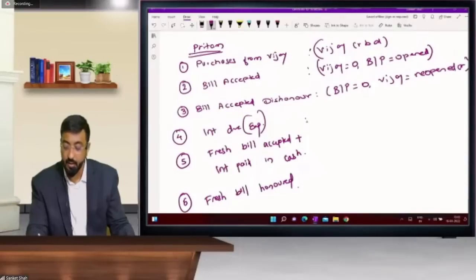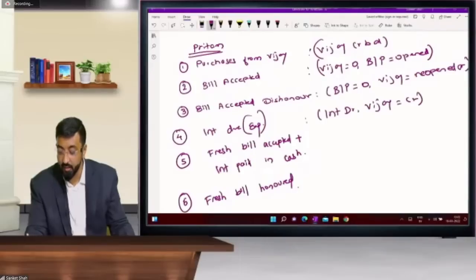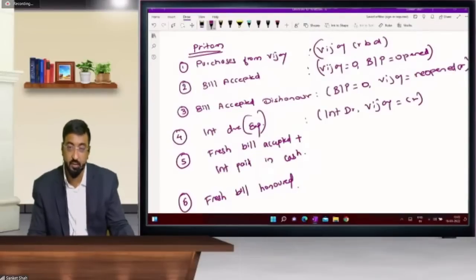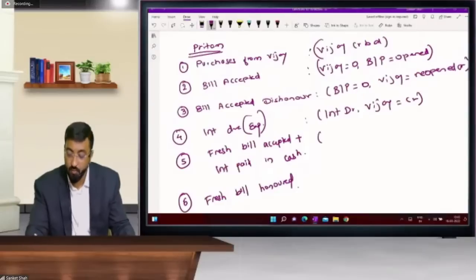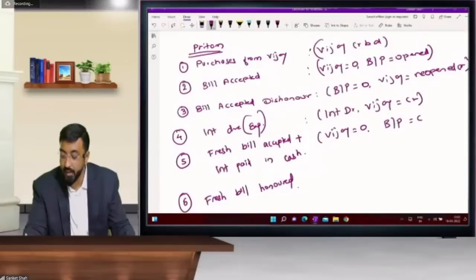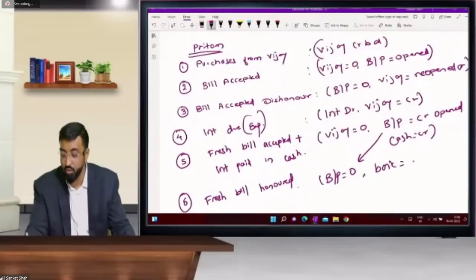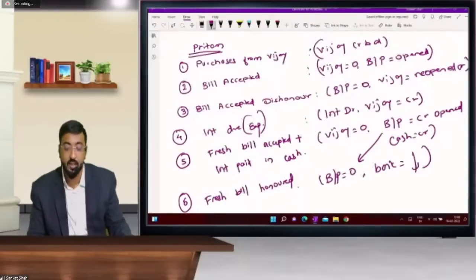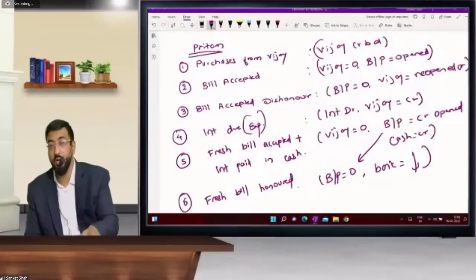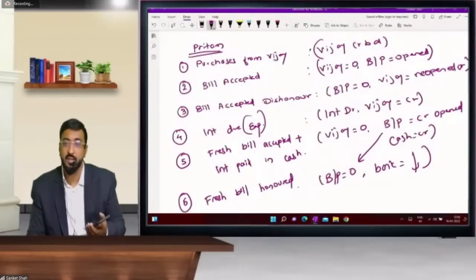Credit balance. Interest due, beta. Interest debit. Vijay credit. Expenditure to Vijay. Now Vijay balance 0. Bills payable, credit, reopen, open, and cash credit goes out. And last entry, bills payable 0, credit becomes debit, and bank balance also decreases. Got the sequence? Fresh bill? Yes, try to grasp the sequence.